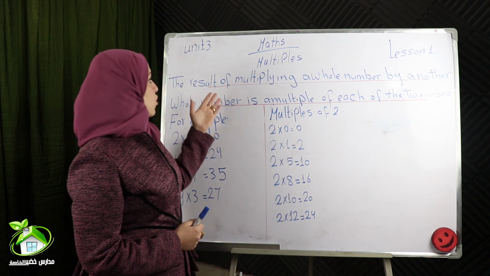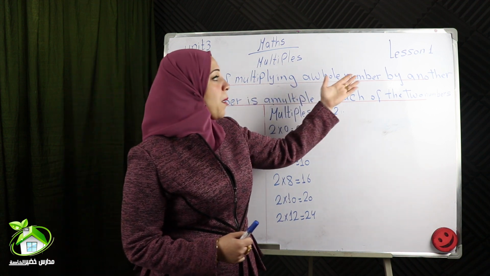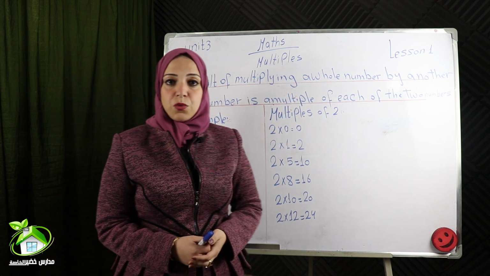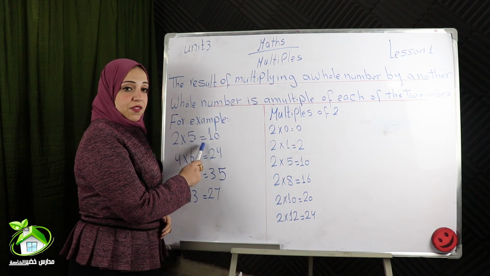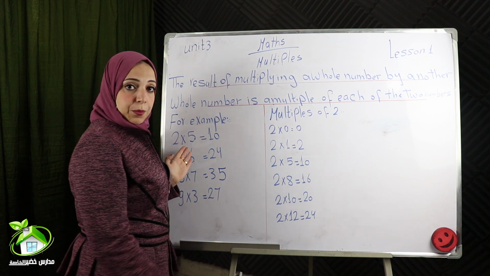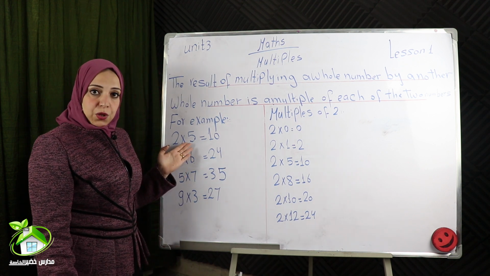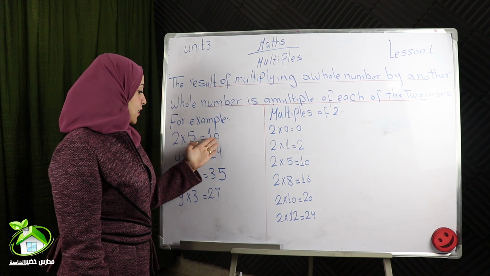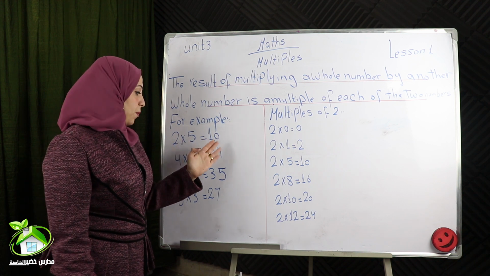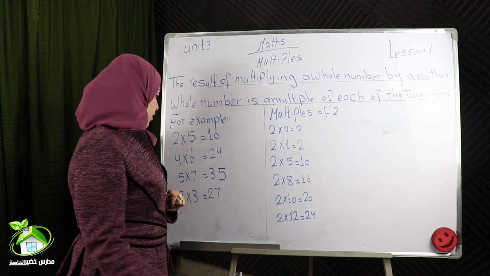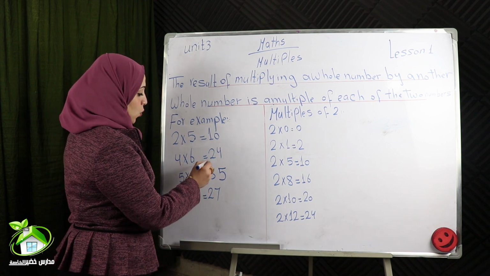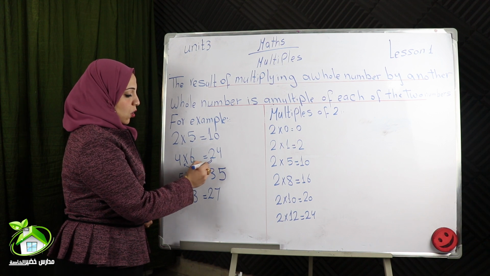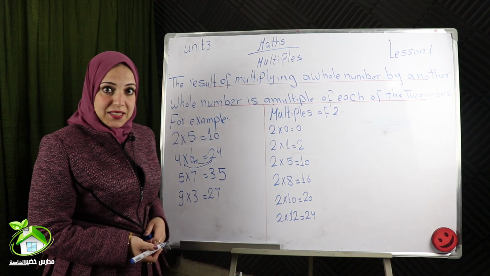Again, the result of multiplying a whole number by another whole number is a multiple of each of the two numbers. For example, 2 times 5 equals 10. 2 is a whole number multiplied by 5, another whole number. Hence, 10 is a multiple of 2 and also a multiple of 5. Another example, 4 times 6 equals 24. Hence, 24 is a multiple of 4 and also a multiple of 6.